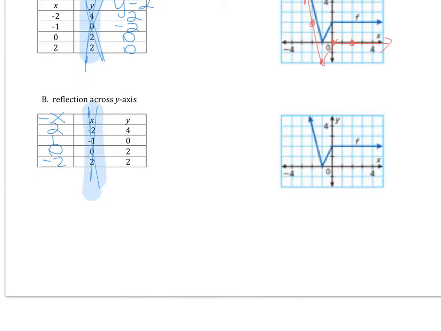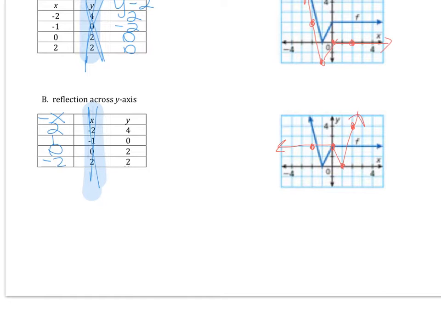2, 4, 1, 2, 0, 0, and negative 2, 2. So what's this going to look like? Remember, you're reflecting it across the y-axis, so it should flip.